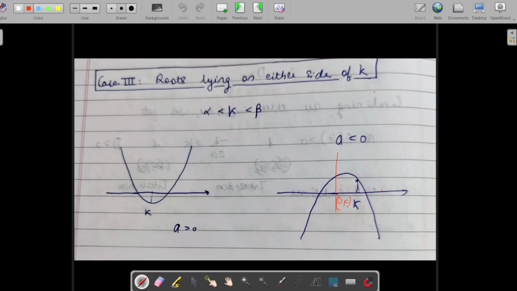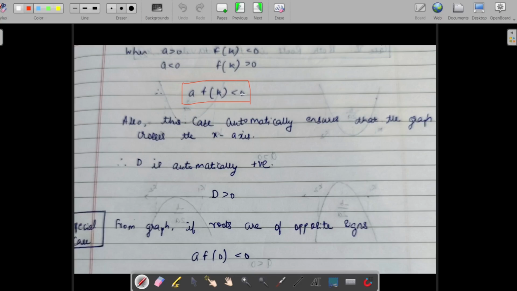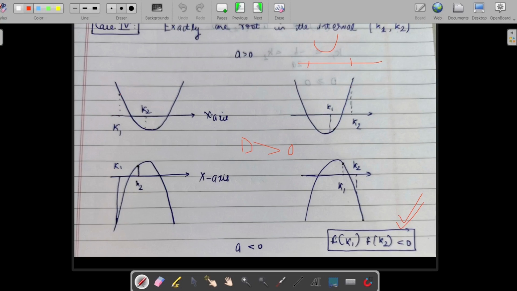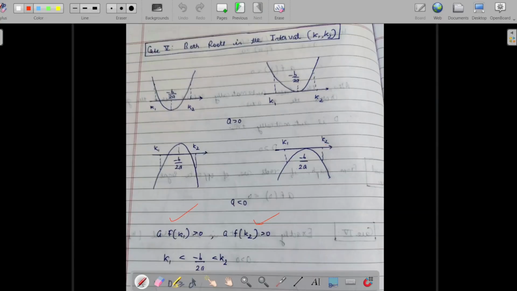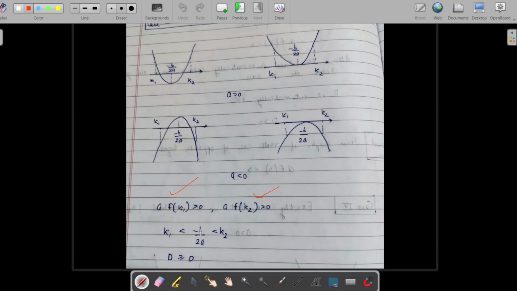Roots lying on either side of k, a into f of k less than 0, that will be the third case. If you want to mention a special case, you can write it, but you can just remember it, right? You don't have to do anything, just substitute k equal to 0 here, and then you will get roots of opposite signs. Fourth point would be exactly one root in the interval k1 and k2. This will be the necessary and sufficient condition. Fifth would be both roots in the interval k1 and k2, and these will be the necessary and sufficient conditions.